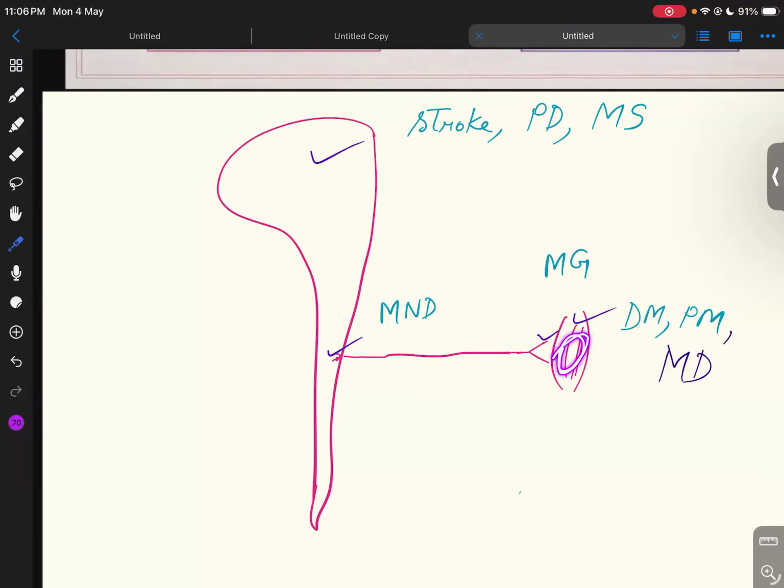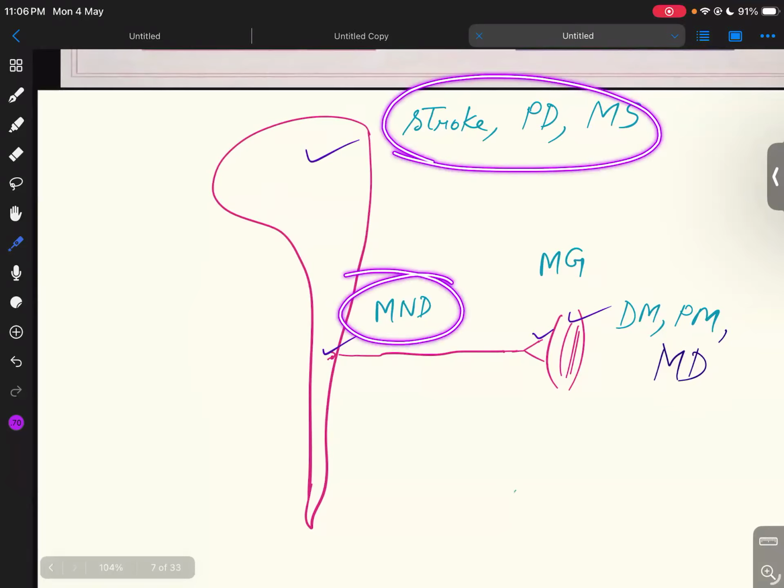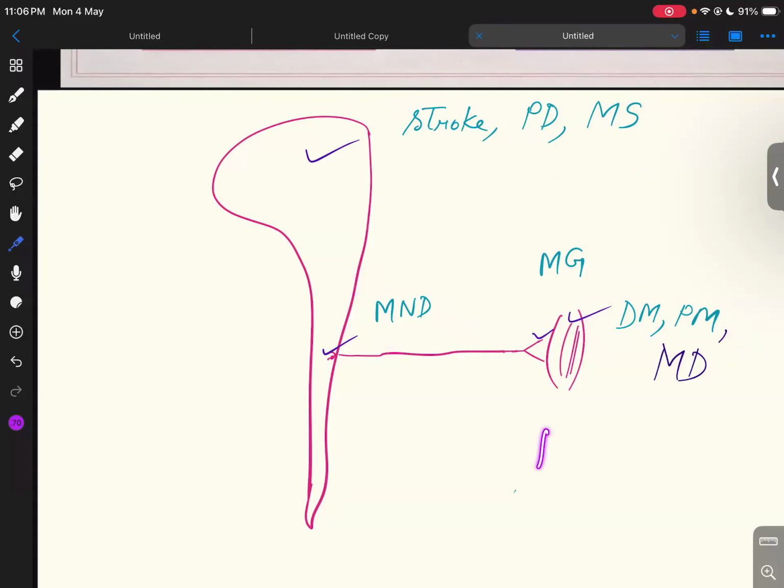Then at the level of the muscle, it can lead to dermatomyositis or polymyositis. It can lead to myotonic dystrophy. So there can be multiple causes. But for the PACES exam, if you have to remember one cause, then this is myasthenia gravis. These other causes have never come up to now in the PACES exam with the prompt of dysphagia.